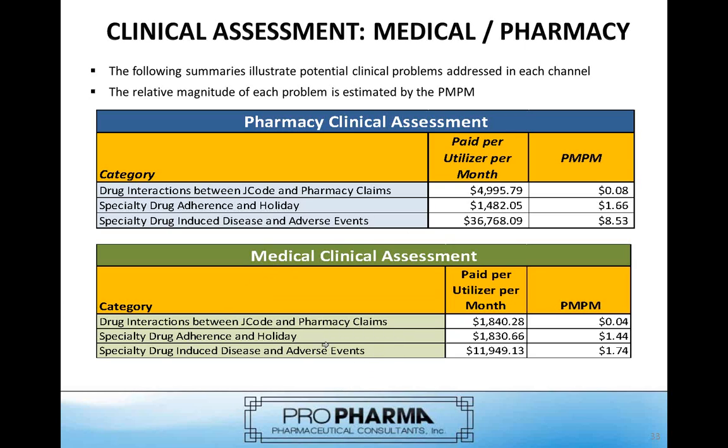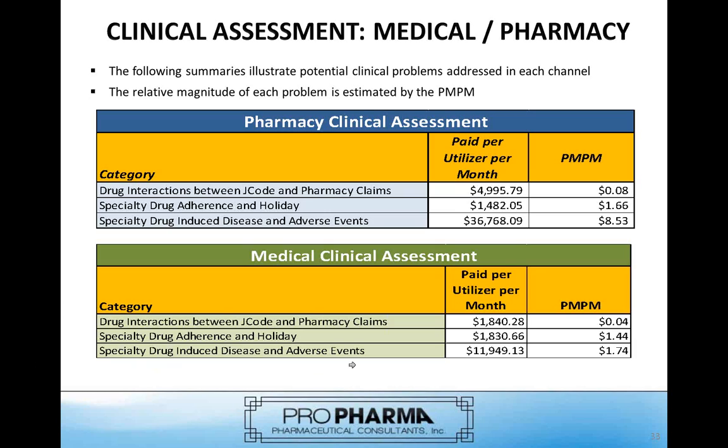Well, if you look on the medical side, you have a similar problem. Drug interactions between the pharmacy and within the medical are worth about $2,000 in a particular utilizer every month. Drug adherence, about $2,000. And once again, drug-induced disease and adverse effects are still looking at about $12,000.